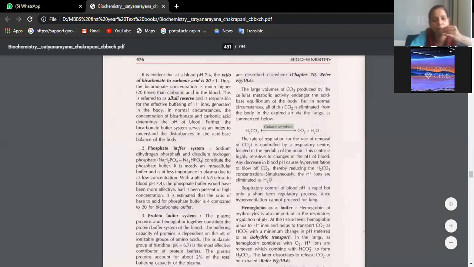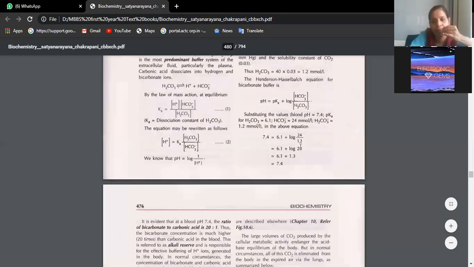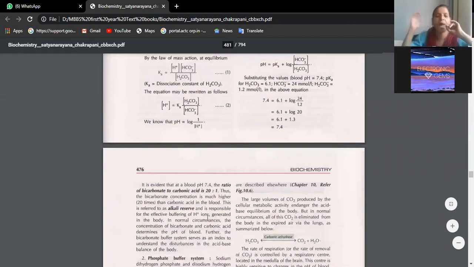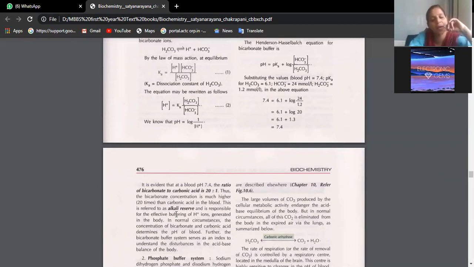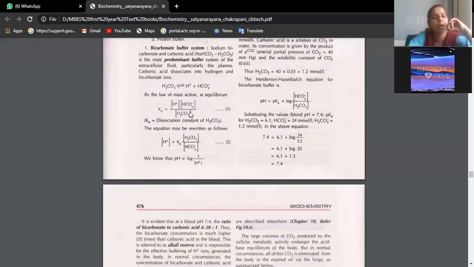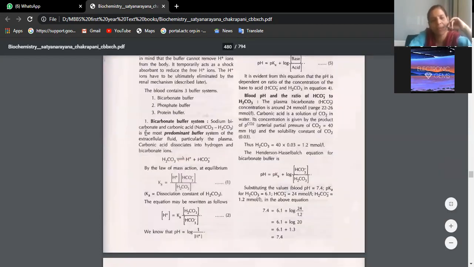So in this, what will be written is alkali reserve, in the sense that in our blood the alkali concentration is more when you compare with acid. Here it is 20 by 1, which is nothing but alkali is more and acid is less, because our metabolic end products are acids, which are neutralized by the alkali. So this is the buffer system which exists in the blood. The extracellular buffer system is the bicarbonate buffer system. Remember this, extracellular fluid. That means inside the blood, inside the plasma, it actively works.